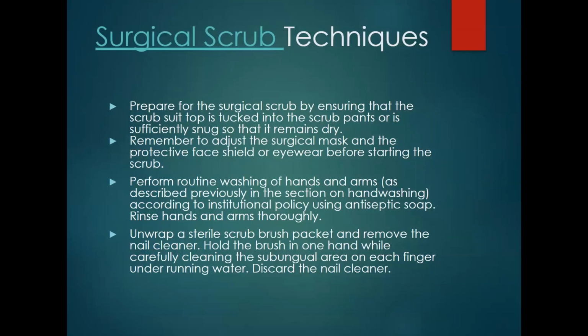So to start this surgical hand scrub, you want to grab a sterile scrub brush. They're usually located in some little boxes right on top of the scrub sinks. Grab a packet, remove the nail cleaner. You want to wet both hands and arms and lather the entire hands and arms. So you're going to grab some soap from the soap dispenser, which is also hands-free. Grab some soap, lather the entire hands and arms all the way up to 2 inches above the elbow. And holding the brush in one hand, carefully clean the subungual areas on each finger under running water.